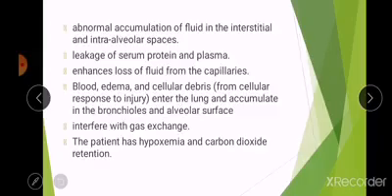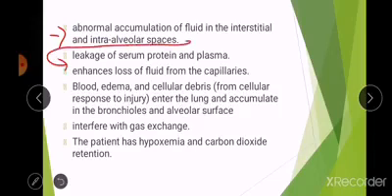So, this is the pathophysiology of the pulmonary contusion. Una, yan, chest injury. Tapos, magkakaroon ng abnormal accumulation of fluid in the interstitial and intra-alveolar spaces. So, sa mga space between the cells, lung tissues, and sa spaces between the alveoli, magkakaroon na ng fluid doon. Leading now, okay, to the leakage of your serum protein and plasma.